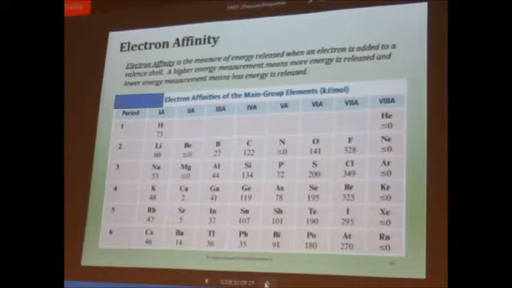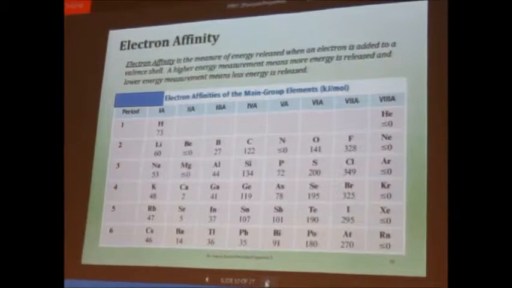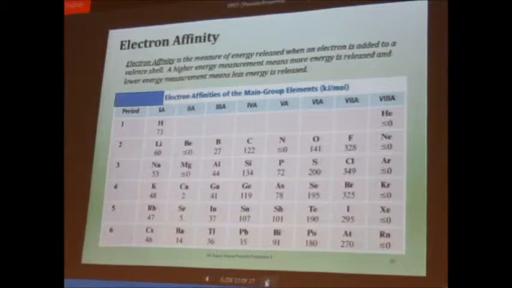Okay, and the more energy is released, then the lower energy measurement means that, okay, I'm not going to go there. All right, high energy release measurement means more energy. Okay, I have no idea what that is. Okay, we'll just leave it to the first sentence. Okay, I'll remove the second one. So electron affinity is the measure of energy released when an electron is added to a valence shell, and this increases as you go right.